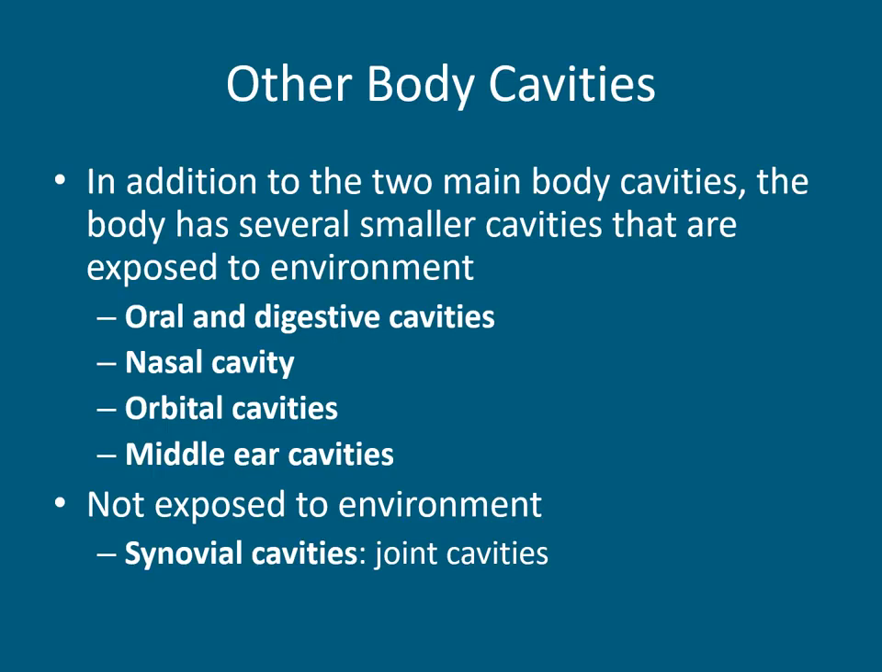The nasal cavity we will look at some at the very end of A&P1 when we study the special senses, so for smelling. The oral cavity we'll look at both for digestion but also for taste. The orbital cavity with the eyes for vision. And the middle ear cavities we'll look at when we study hearing. There are some cavities that are not exposed to the environment. We will study these when we look at joints. Those will be your synovial cavities. So those are the joint cavities.